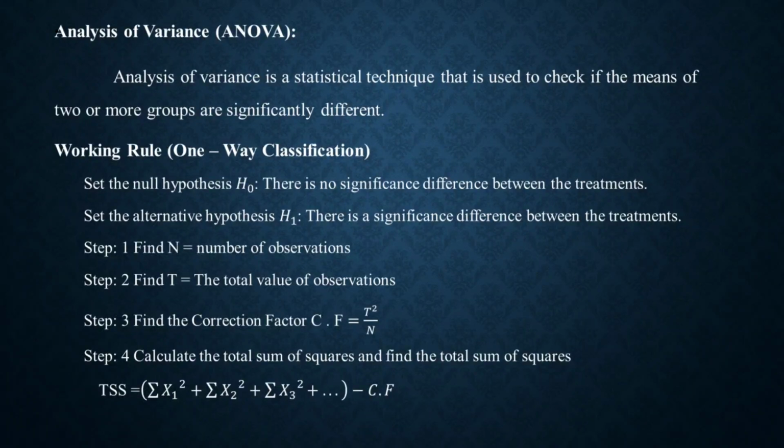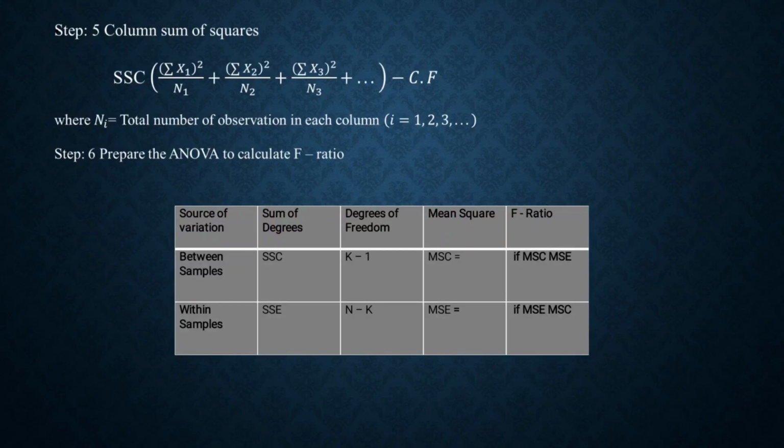Step 1. Find n, where n means number of observations. Step 2 is to find T, where T is the total value of observations. Step 3. Find the correction factor CF, which is defined as T square by n. Step 4 is to calculate total sum of squares. TSS equals sigma x1 square plus sigma x2 square plus etc., minus correction factor. Step 5 is column sum of squares, that is SSC equals sigma x1 the whole square by n1 plus sigma x2 the whole square by n2 plus etc., minus correction factor. Here n represents total number of observations in each column.